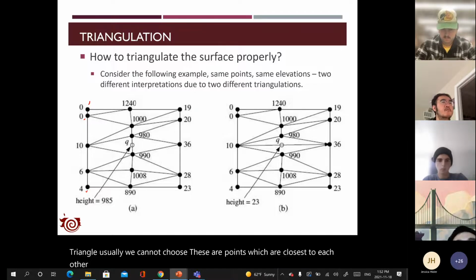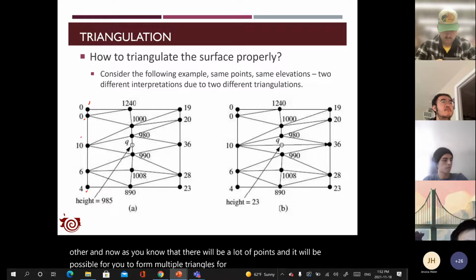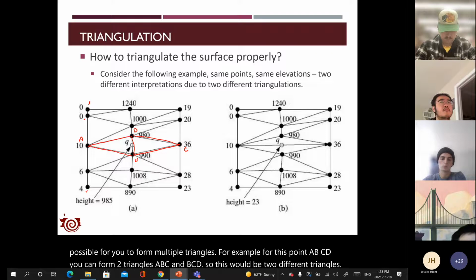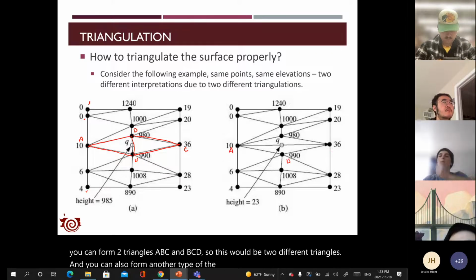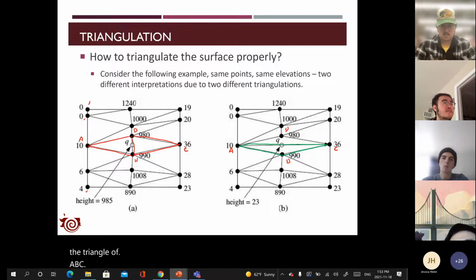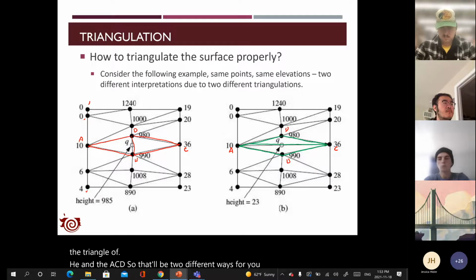Now, as you know, there will be a lot of points, and it will be possible for you to form multiple triangles. For example, for these points A, B, C, D, you can form 2 triangles, ABD and BCD. So this would be 2 different triangles. And you can also form another type of triangles, so you get the triangles ABC and ACD. So that will be 2 different ways for you to define the triangles.